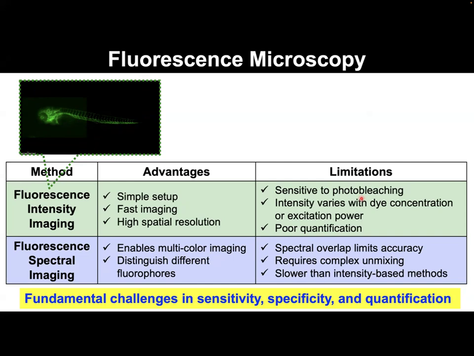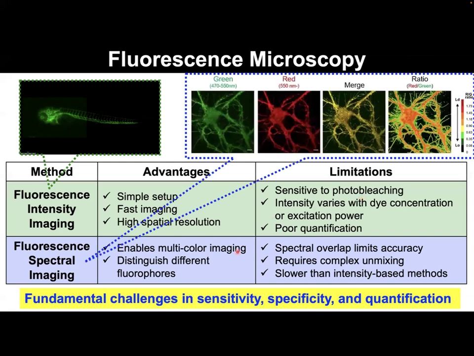Another type of fluorescence microscopy is based on spectral imaging, like here. It enables multicolor imaging and distinguishes different fluorophores. However, it also has some limitations. The spectral overlap limits accuracy and requires complex unmixing. Also, the image acquisition rate is slower than the intensity-based method. In this way, this type of fluorescence microscopy has a fundamental challenge in sensitivity, specificity, and quantification.